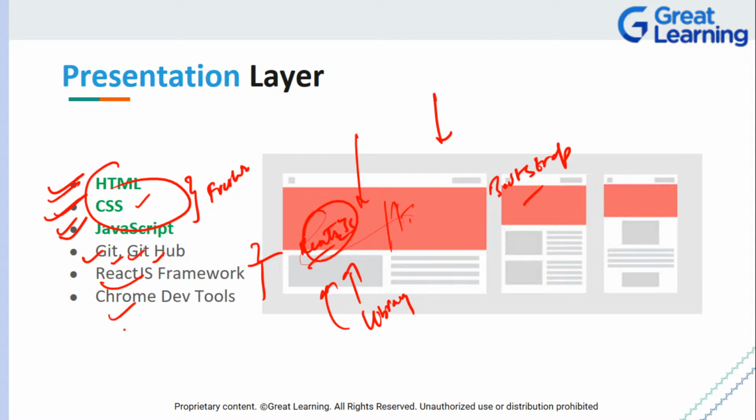Then you have your Chrome development tools. What are these? If you want to test something, let me give you a quick question, guys, so you can put it in the chat if you know the answer. Let's suppose I am writing something in my HTML and I'm using CSS and JavaScript. Now I want to debug this program. How can I debug this program?